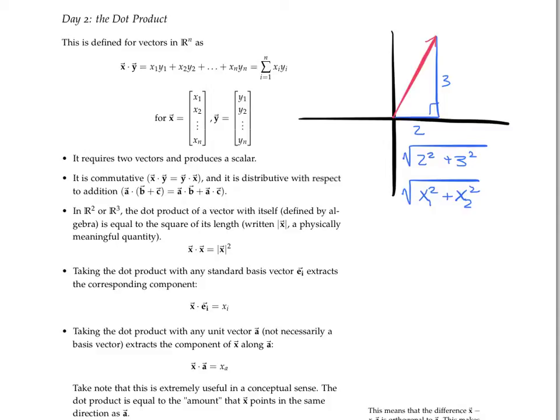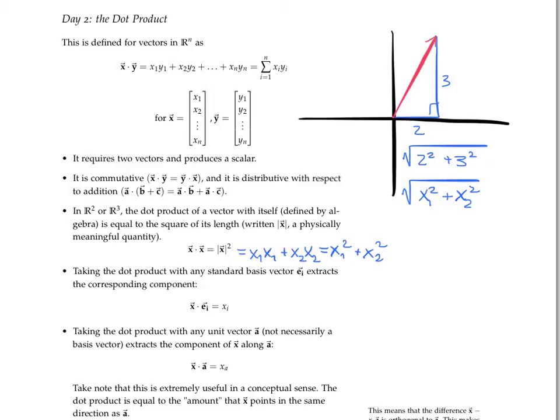It's the square root of the sum of the squares of the components. So of course, if we took x, the vector, and dotted it with itself, instead of having x1 times y1, x2 times y2, x3 times y3, and so on and so forth, we'd have x1 times x1, x2 times x2, x3 times x3. It would look something like this.